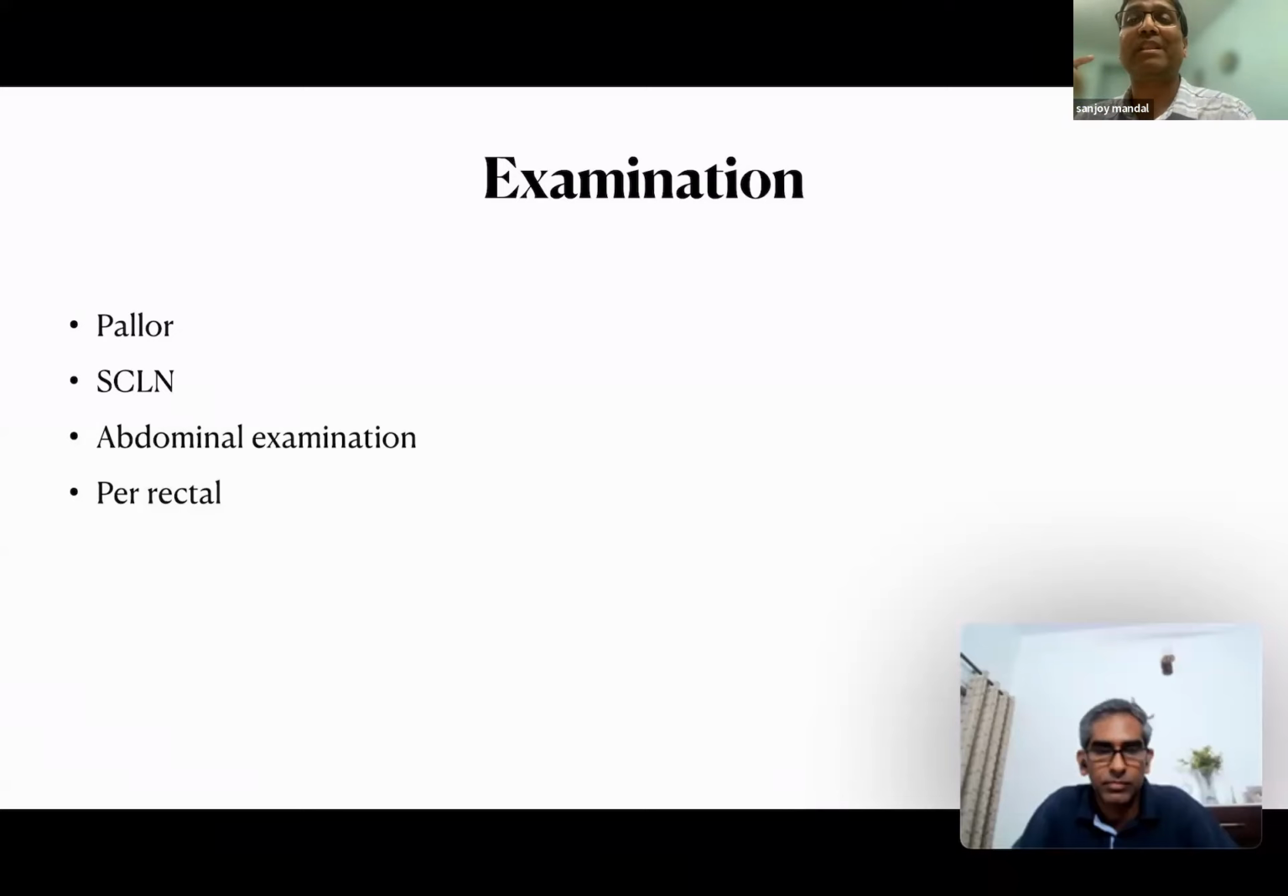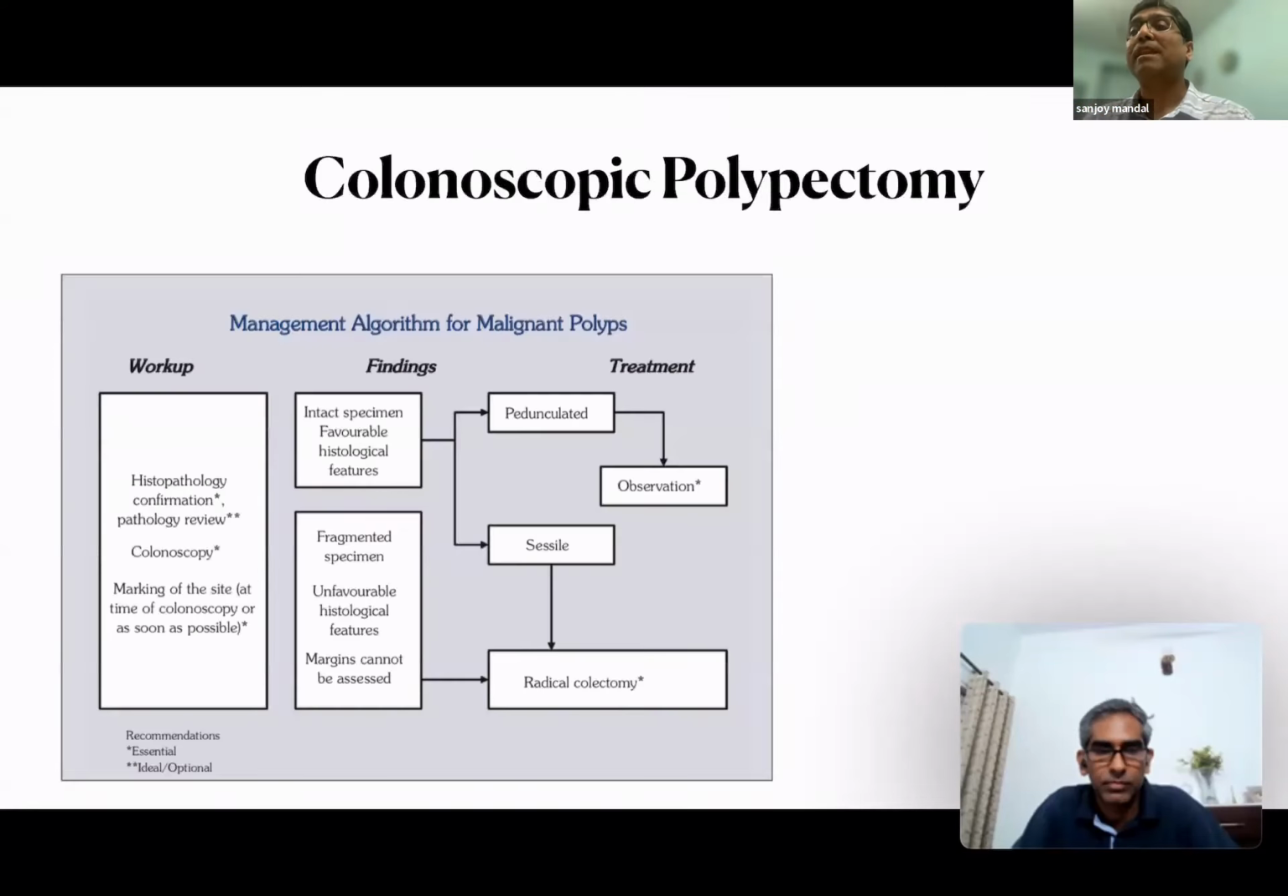Because, very important, when the gastroenterologist does a colonoscopy, he just lubricates the anal canal and shoves the scope in. He will not assess the anal canal or the lower rectum for a growth. Very important. So always do a per rectal examination for all your patients.